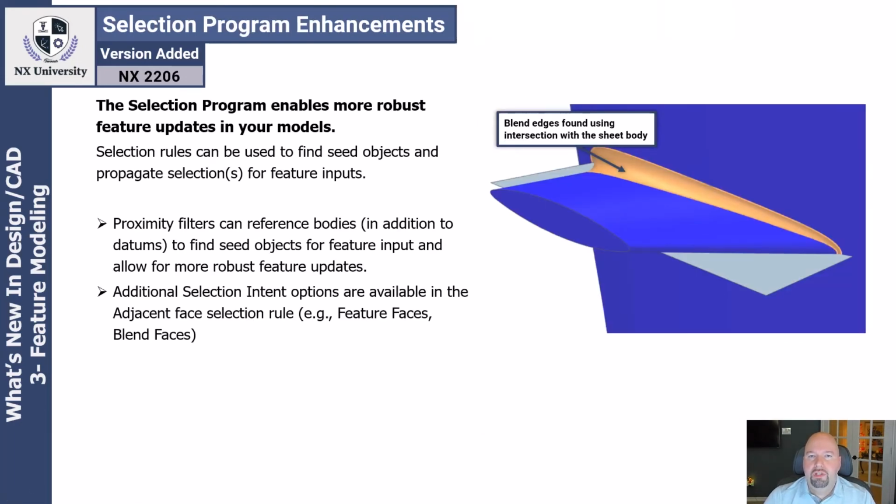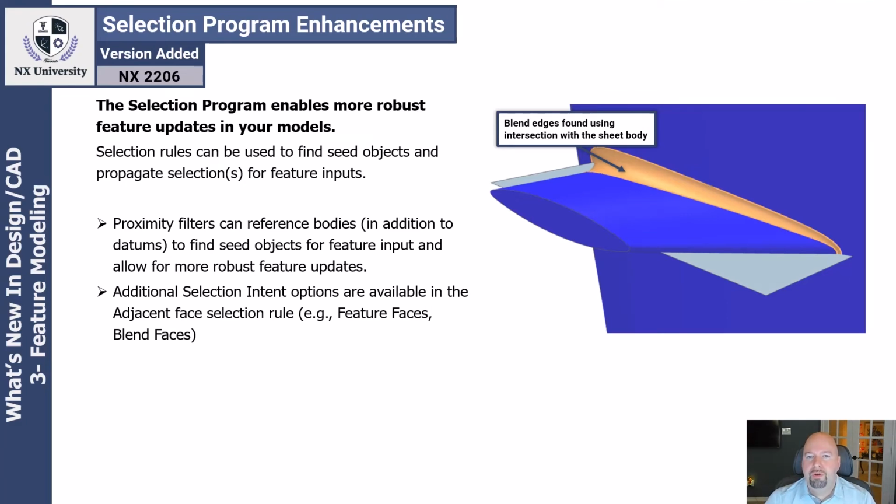Next topic here, selection program enhancements. This was added in NX 2206. The selection program enables more robust feature updates inside your models. We did share the selection program enhancements back when they first were introduced in NX 1980. Now there are some enhancements or improvements to that functionality inside of NX 2206.